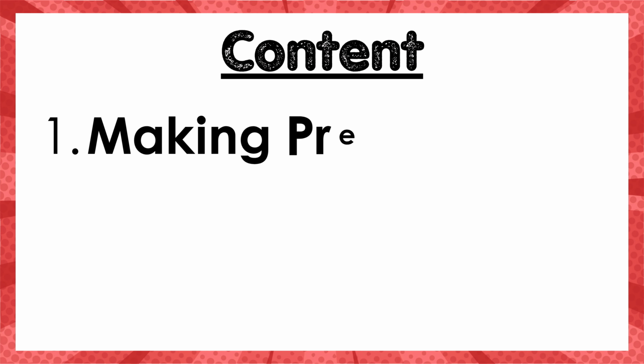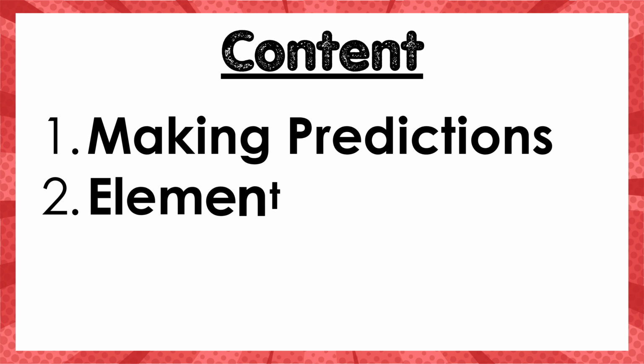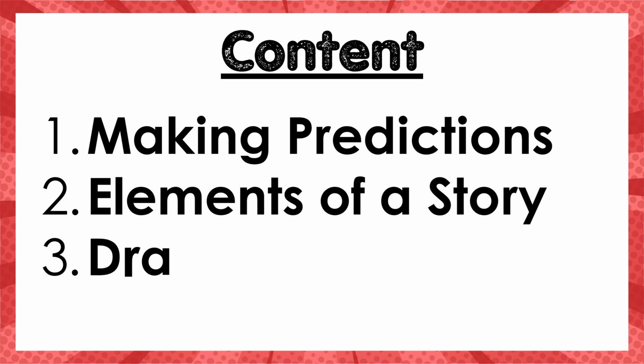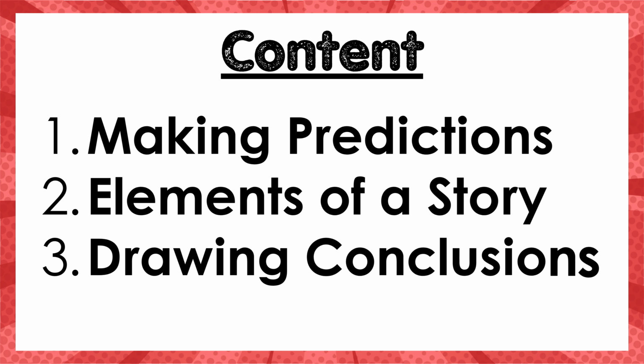Today, we're going to explore 3 important reading strategies and concepts that will help you become better readers and thinkers. First, we'll talk about making predictions, how we can use clues from the text to guess what might happen next. Next, we will review the elements of a story, like characters, settings, plot, and the theme, to better understand how stories are built. And finally, we'll look at drawing conclusions, how we combine details from the story with what we already know to figure out deeper meanings.